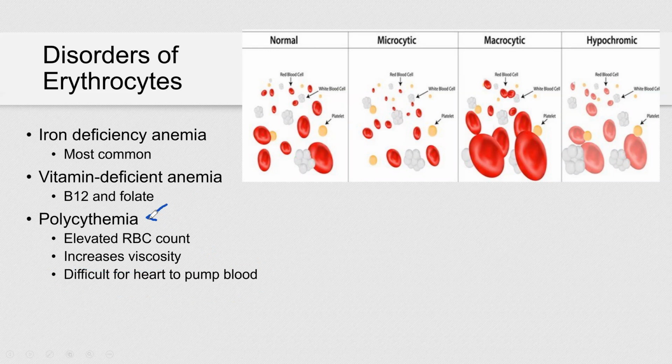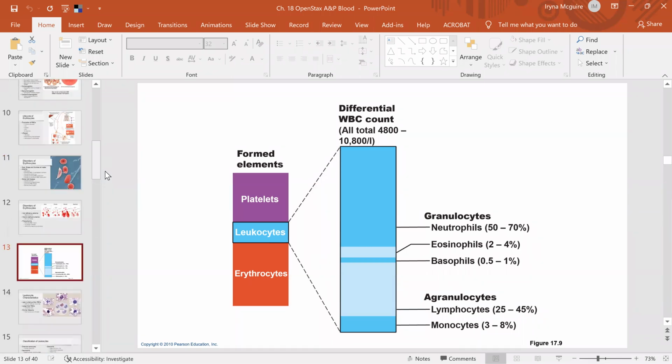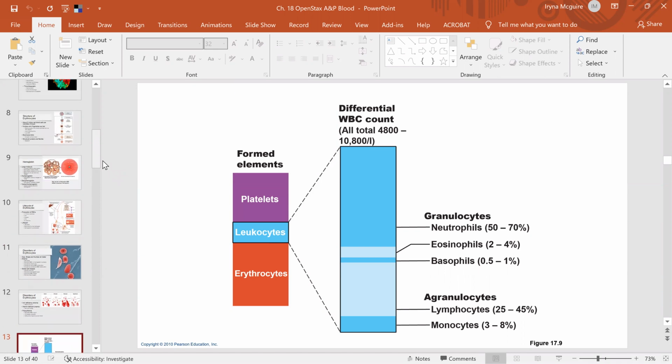Polycythemia is sometimes seen in people who live at a higher elevation. When you live at a high elevation, you have less oxygen in the atmosphere, and your body compensates by synthesizing more red blood cells.